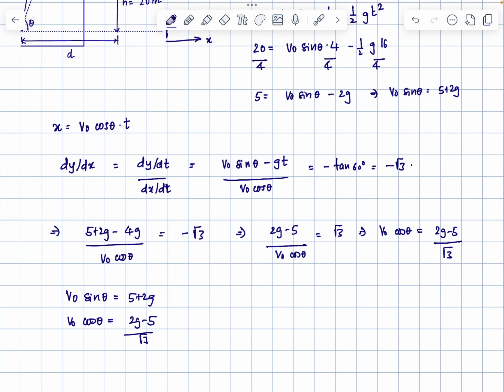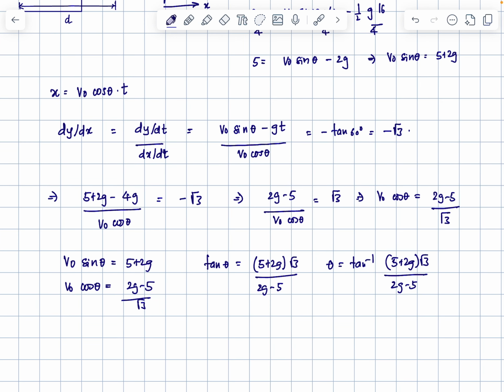So we can divide the two to get tan theta, which is 5 plus 2g times square root of 3 divided by 2g minus 5. And theta is tan inverse of that quantity. Also the v0 is pretty simple to compute. v0 is the square root of v0 sine theta square plus v0 cosine theta square. So I will leave these values as an exercise for the viewer.